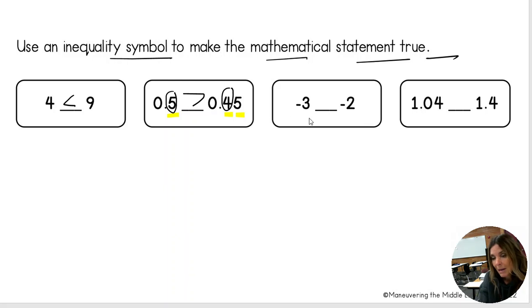When we talk about negative numbers, remember the further to the left on the number line, the smaller the number. So -2 is a bigger number than -3. So we would say -3 is less than -2. And then for this one, our tenths place is 0 and our tenths place is 4. And so 1.04 is less than 1.4.